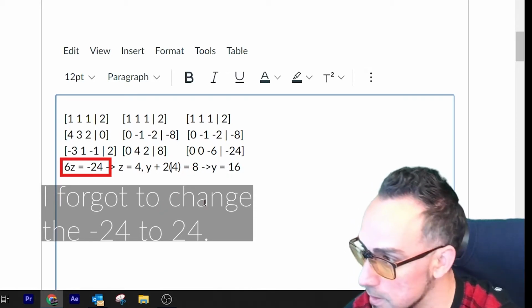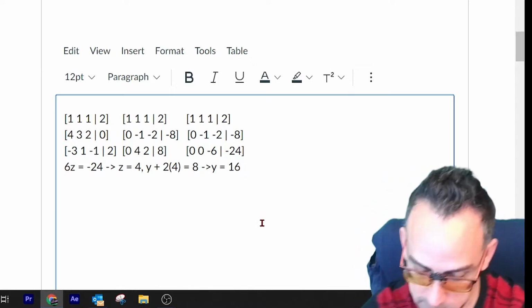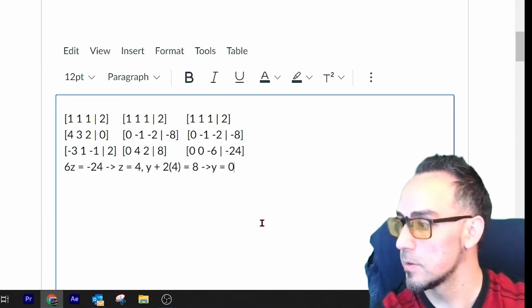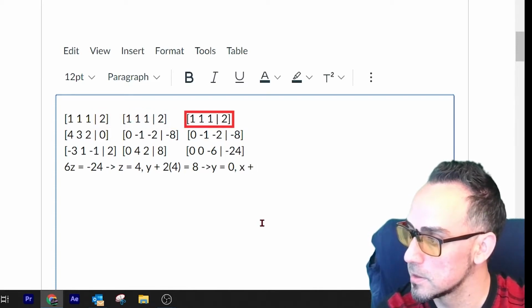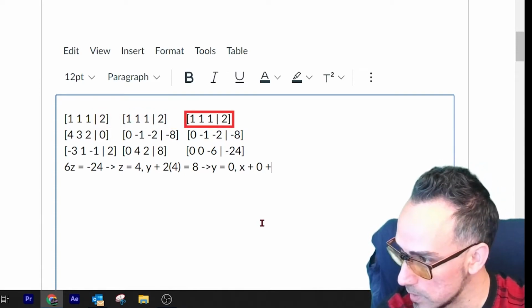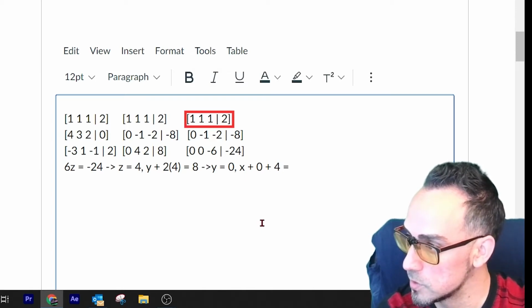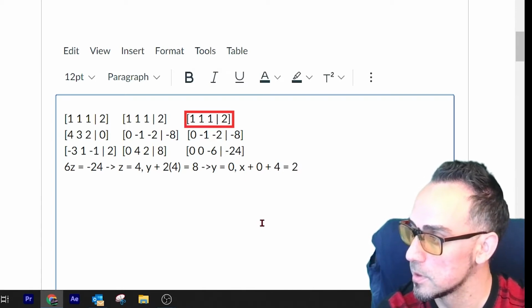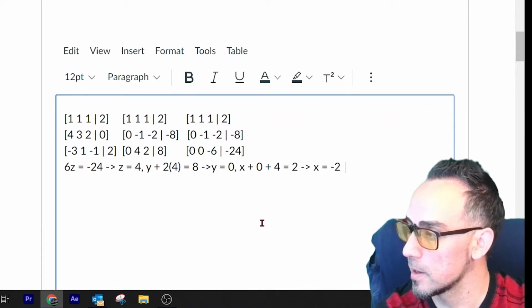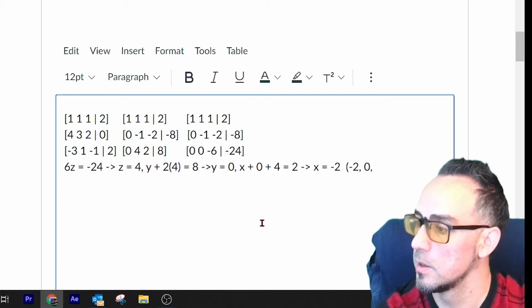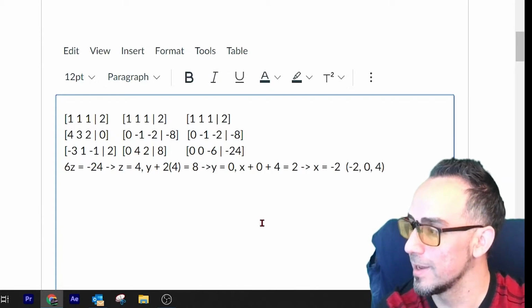Okay. That's better because I thought that y was 0. So y is 0. Okay. Ooh, close call there. So then x plus 0 plus 4 equals 2. That tells me that x equals -2. So I get my answer, which is -2, 0, 4. Woo! Yay! We did it.